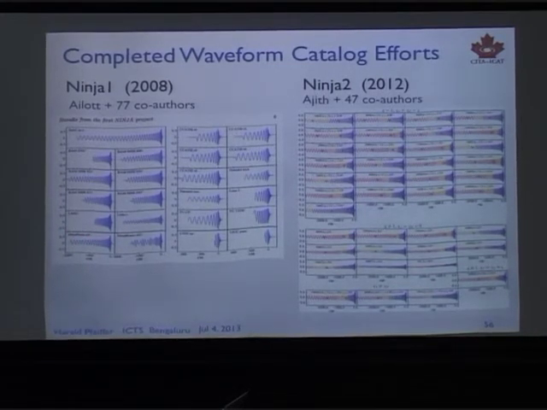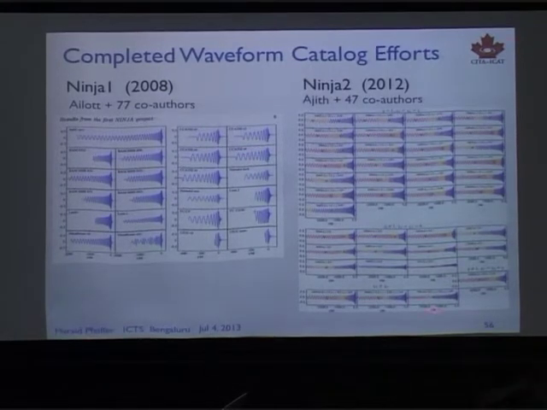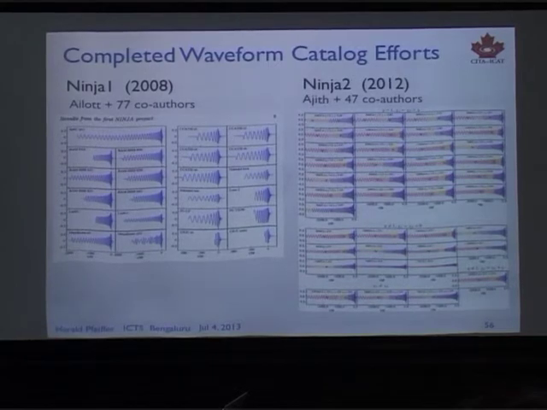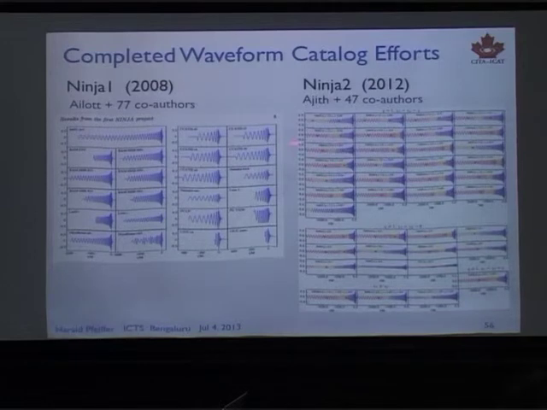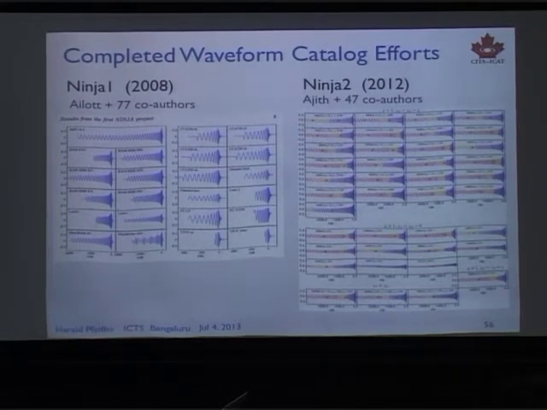The second one was in 2012, the Ninja 2 collaboration, ending up with 40 waveforms, so twice as many. Average length about 1000 M, the longest ones 3,000 to 4,000 M. They all appear long here because the red pieces are post-Newtonian waveforms that have been attached to the numerical relativity ones. So we are making progress in terms of sheer number and length.